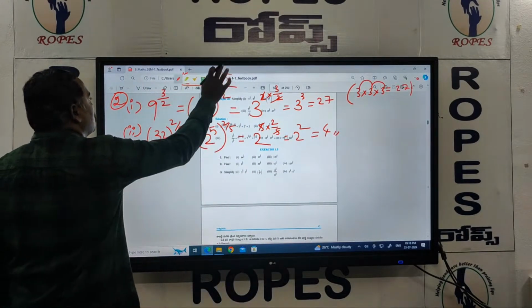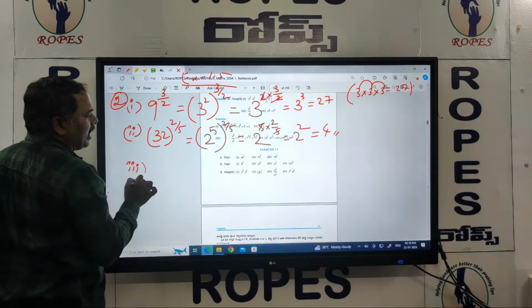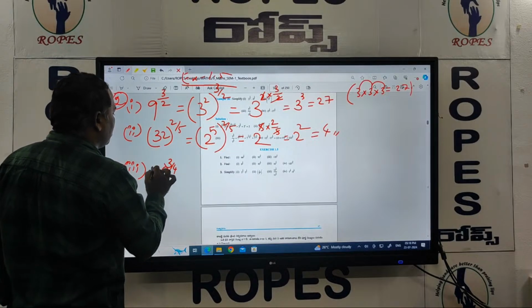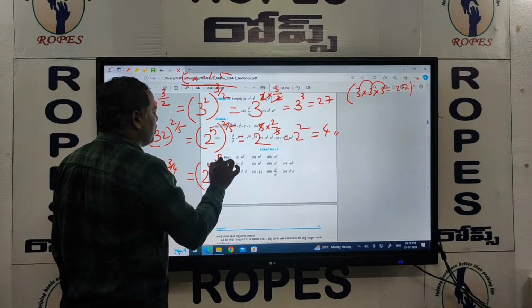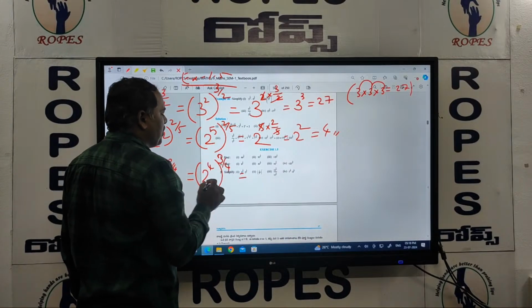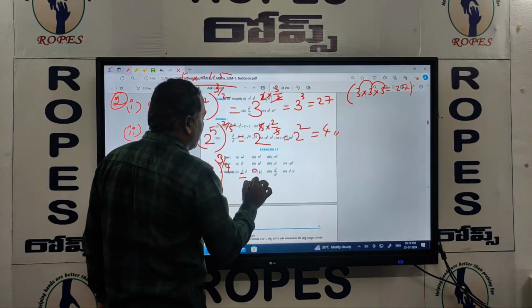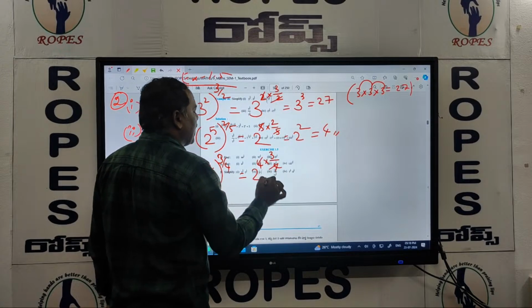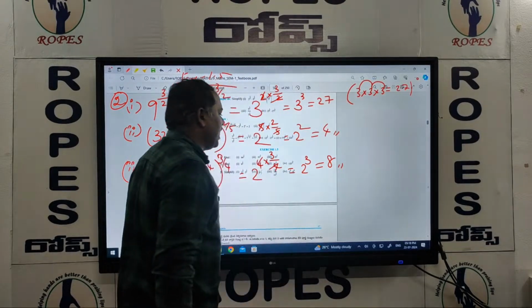Next, if we go to the third one, in the third sub question, 16 power 3 by 4 is given. So 16 we can write as 2 power 4, (2 power 4) whole power 3 by 4. Now (a power m) whole power n is equal to a power m into n. 4 gets cancelled, then 2 cube. 2 cube value is nothing but 8.